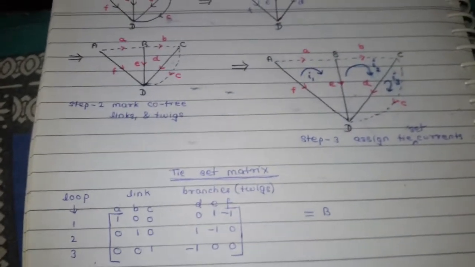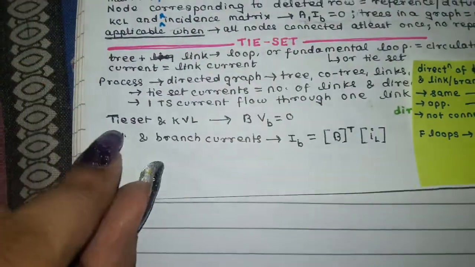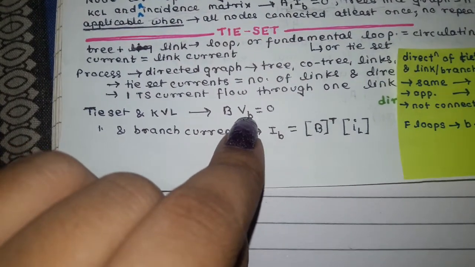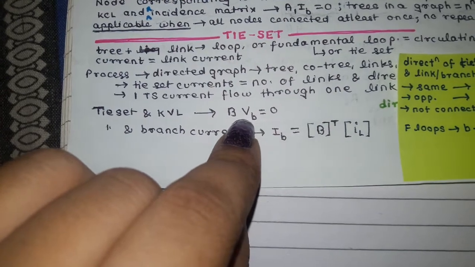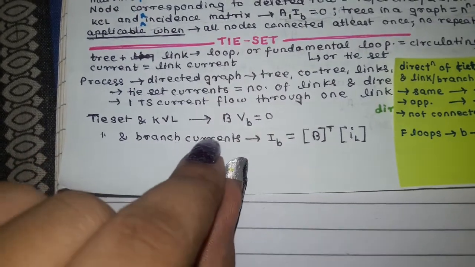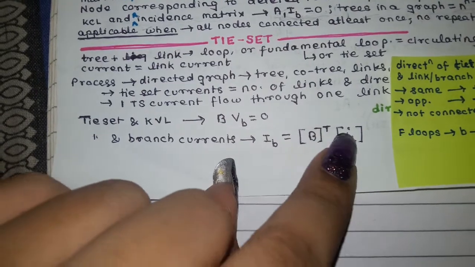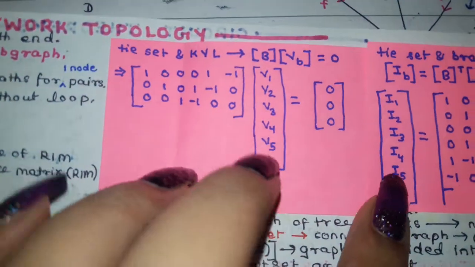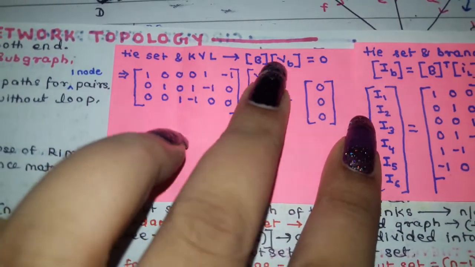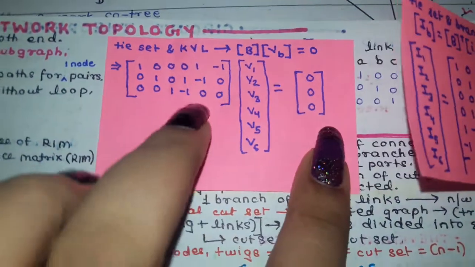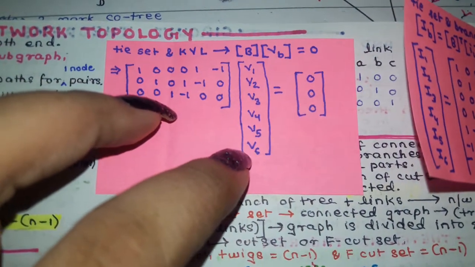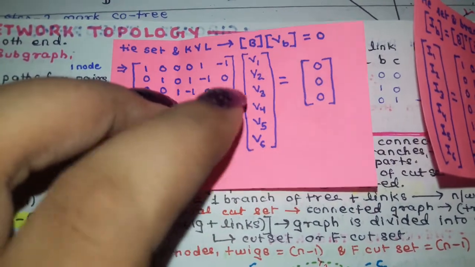Now we have tie set and KVL, which has this formula. If you want to find the voltages using a tie set matrix, this is the formula, and if you want to find the branch current, this is the formula. This is an important thing to remember, and these formulas have this format. On solving this, you get the values of V1, V2, V3, V4, V5, V6. So not node voltage, we are getting branch voltage.